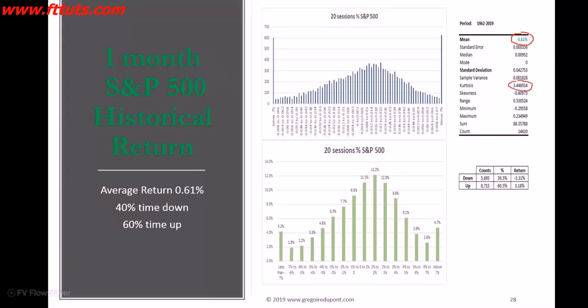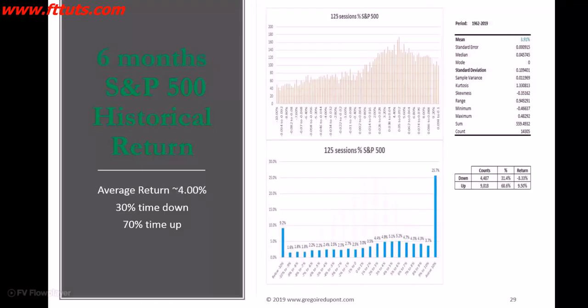What about the 1 month S&P 500 historical return? Here, the first thing to see is returns are going up, to 0.6%. The kurtosis is very close to the normal distribution, and the skewness is on the left-hand side.